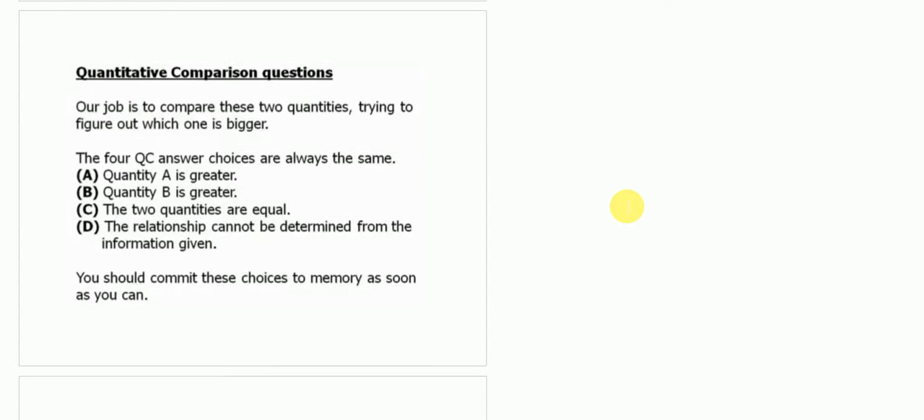So what are the options or the multiple choice answers that are given to you? Our job is to compare these two quantities, that is A and B, trying to figure out which one is bigger. The four quantitative comparison answer choices are always the same. So you have these four options: option A, B, C and D. Option A means quantity A is greater. Option B means quantity B is greater. Option C means the two quantities are equal. Option D means the relationship cannot be determined from the information given. You should commit these choices to memory as soon as you can.